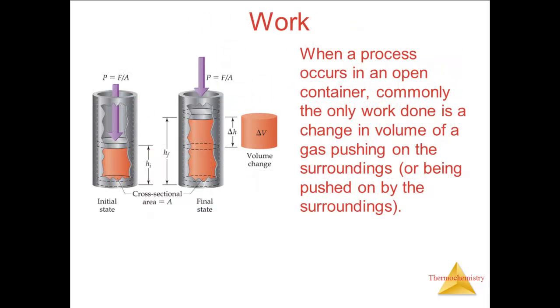The most common form of work in the laboratory is when a gas is released from a chemical reaction, expanding against the pressure of the air. This type of work is called PV work, for pressure and volume. If the pressure is constant, then the work is P delta V. The units of pressure are force per area, and when that is multiplied by volume, we get force times distance.